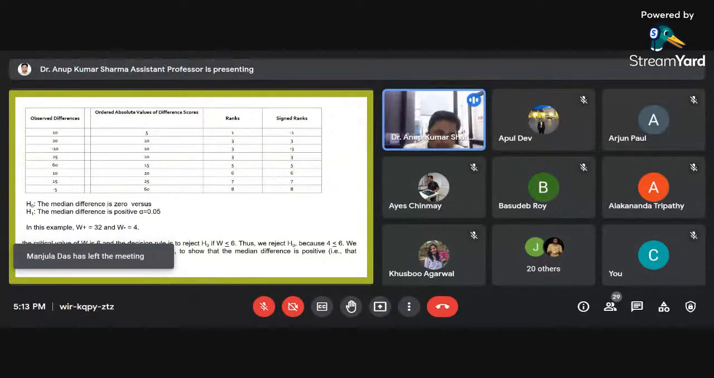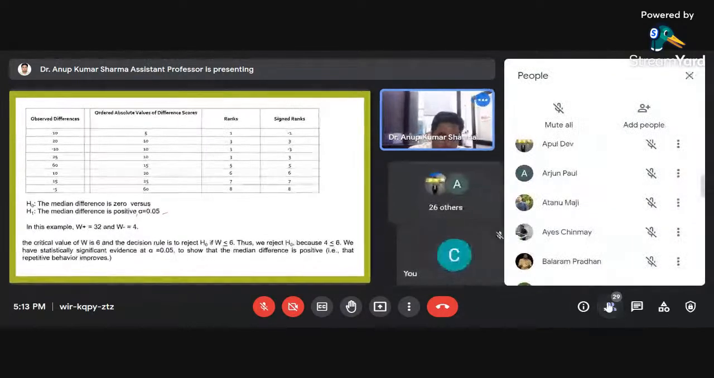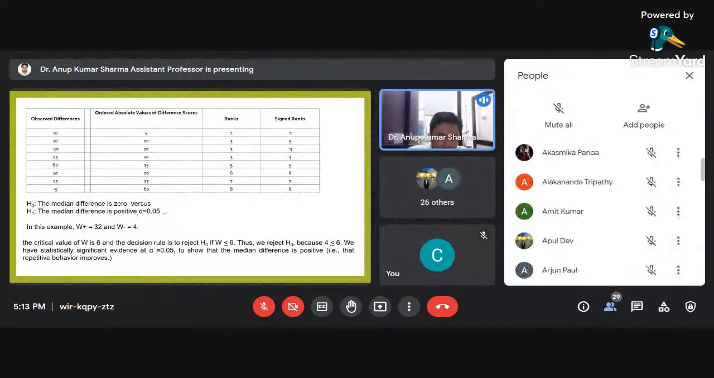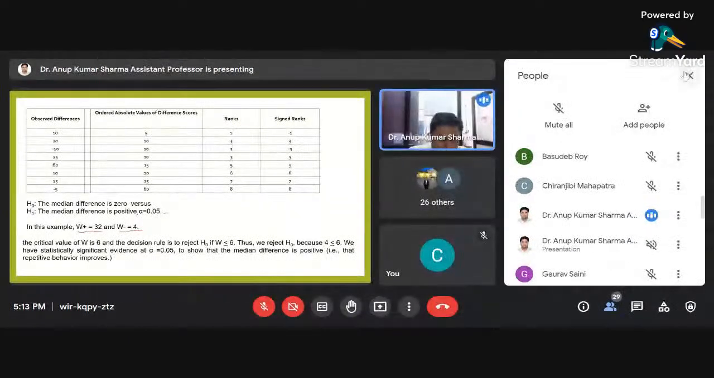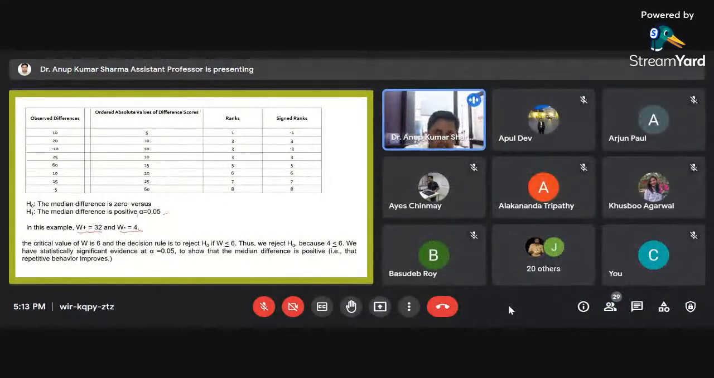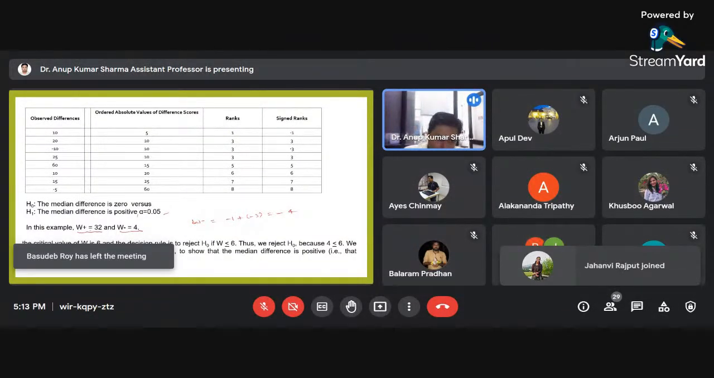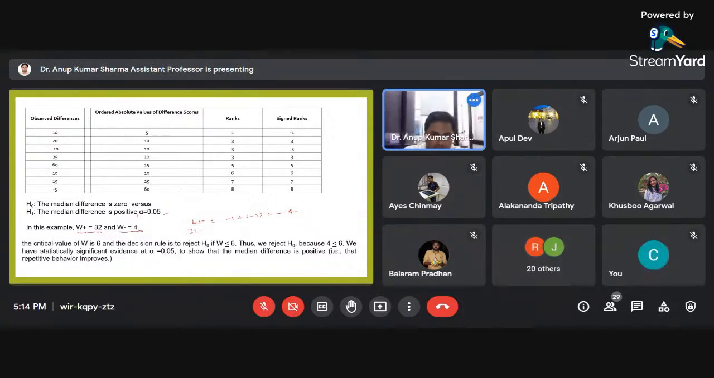The null hypothesis is that the median difference is 0 at this level of significance, and this is our research hypothesis. Now we take the sum of the ranks having the negative sign, minus 1 plus minus 3, which is minus 4. Similarly, for the positive ranks, we get 32. The total of the ranks is 32 plus 4, which is 44.